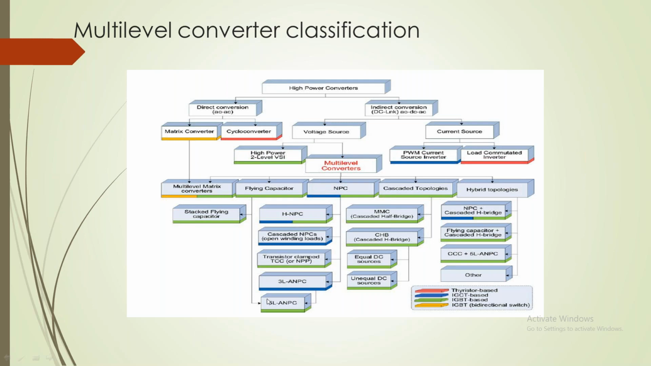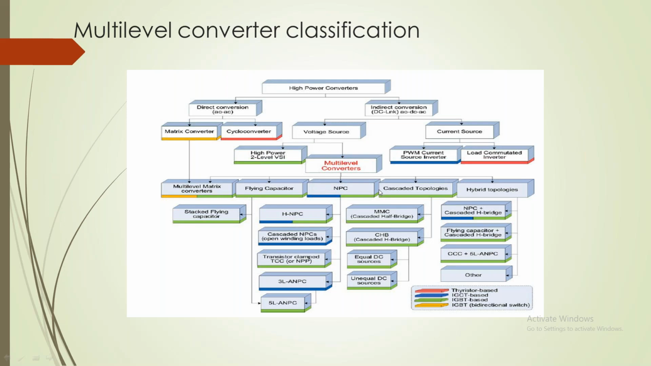I cannot go into detail on these converters. I'll just throw some light on the active neutral point clamped converter and the modular multilevel converter. Apart from this, there are stacked flying capacitor converters. As I've told you, flying capacitor is modular in structure, so a number of stages are stacked together. These are the various multilevel converters that are popular.